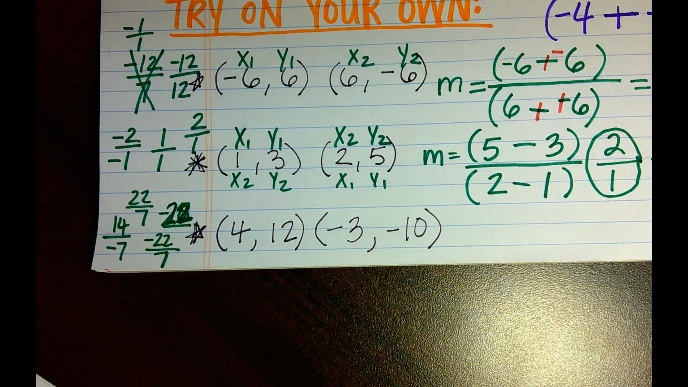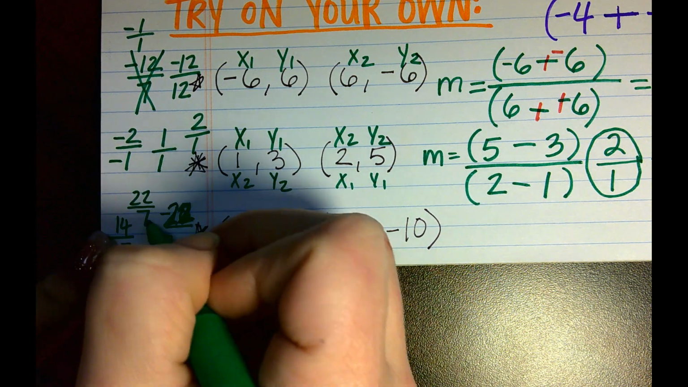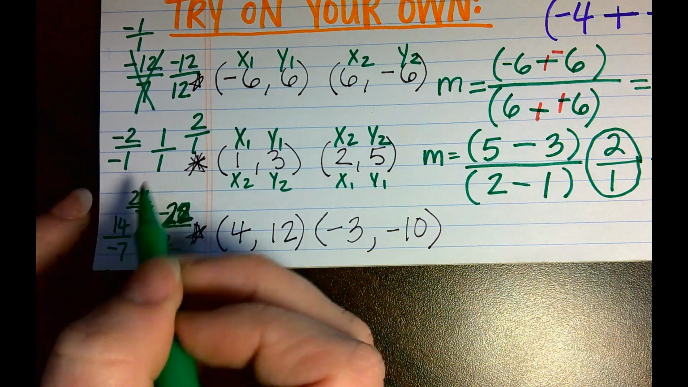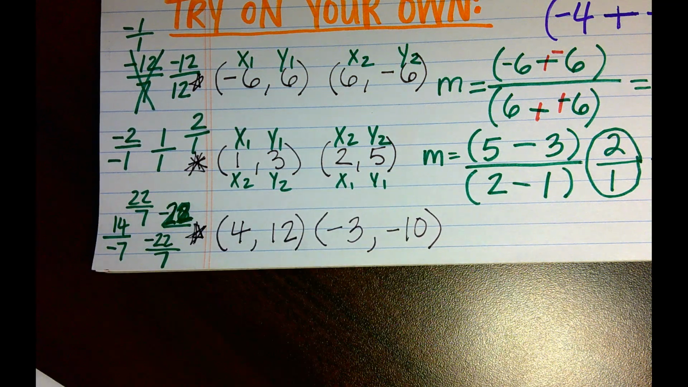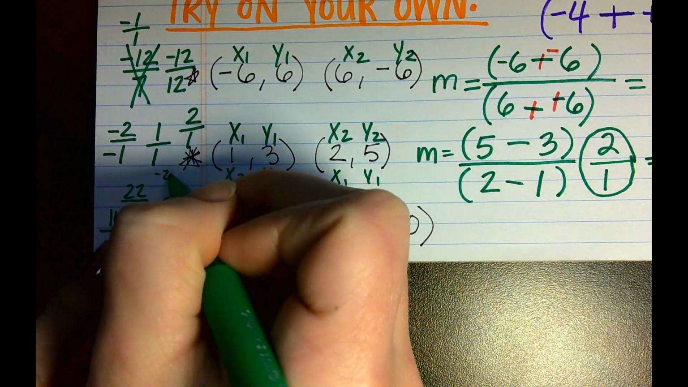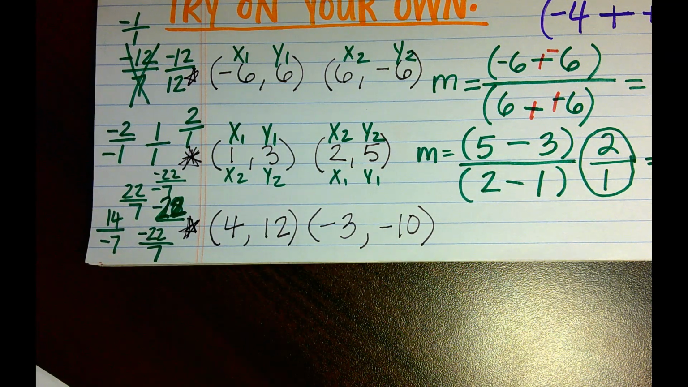Did anyone get anything different? I got both of them negative. Okay. Negative, and then 7 is a negative. Okay, so -22 over -7. Yeah. Okay, and those would end up canceling to make positive 22 over positive 7. So that's another answer that's the same as this one. I'll write that down, -22 over -7.